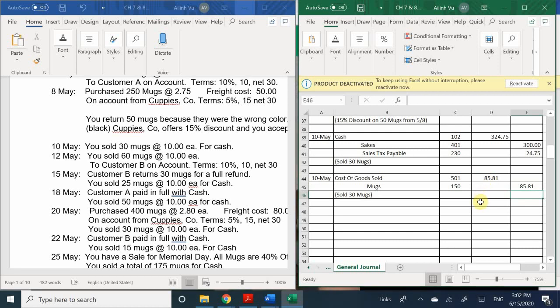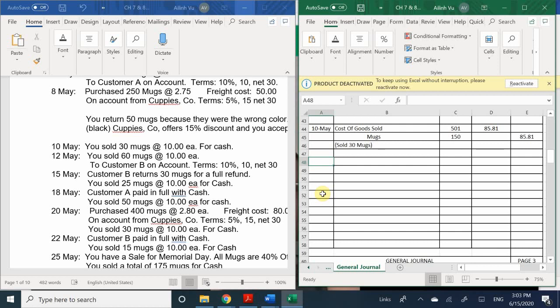What happened on the 12th of May? You sold 60 mugs at $10. I'm assuming for cash. They don't say anything. Well, who did you sell it to? Customer B, on account, 10 terms, 10%, 1030. Perfect. So we sold it to a specific customer. Okay, customer B is his name.